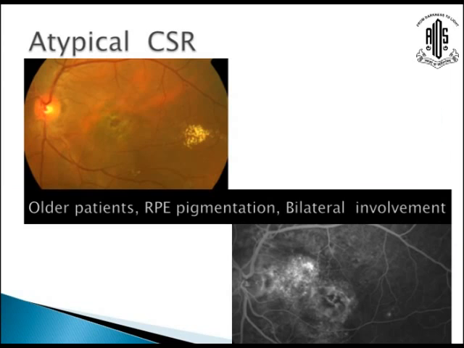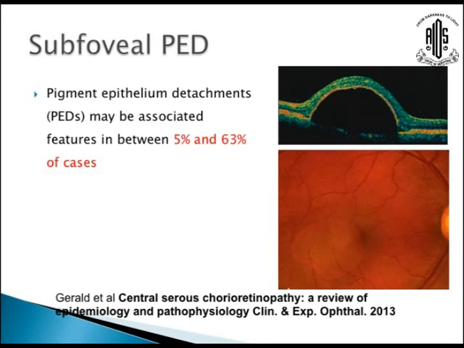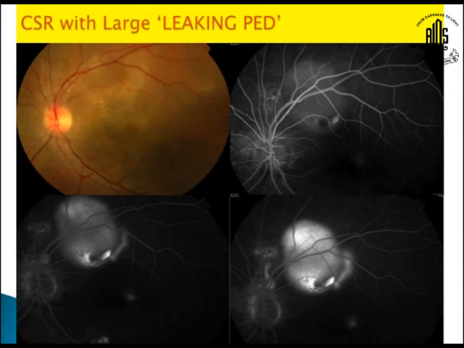The atypical CSR happens usually in older patients with RPE degeneration, pigmentation, and usually they have bilateral involvement. One atypia is a subfoveal PED, like this, seen here, a large subfoveal PED. And this happens in 5 to 60% of the cases of CSCR. Here we have a patient with a very large PED with a leaking edge of the PED, a typical smokestack pattern here.